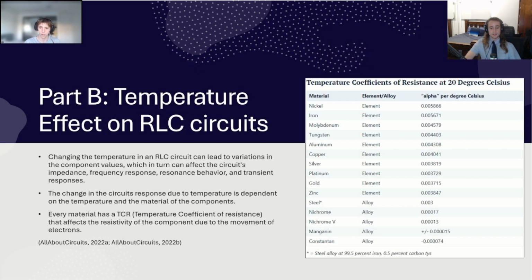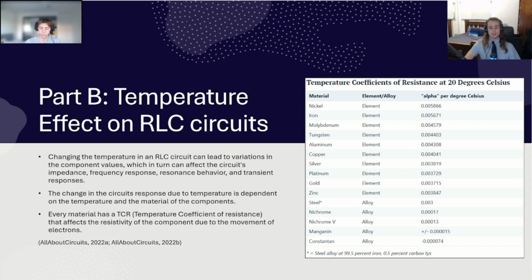The sensitivity of an RLC circuit's response to temperature is tied to the characteristic of the materials comprising its components. Each material exhibits a unique temperature coefficient, TCR, which is a measure of how its resistivity varies with the temperature. This phenomenon arises from the movement of electrons within the material structure. As the temperature fluctuates, the TCR of each component material comes into play, influencing the resistance of resistors, the inductance of inductors, and the capacitance of capacitors. These variations in the components' values directly translate to changes in the circuit behavior.